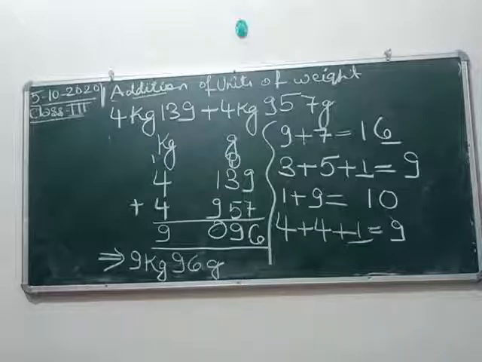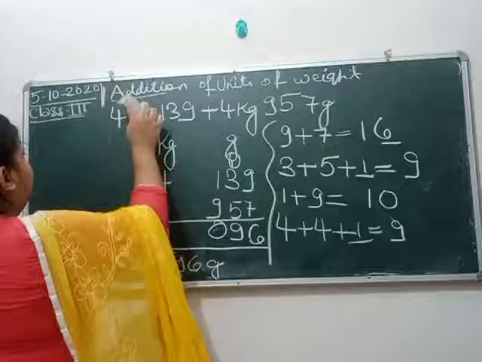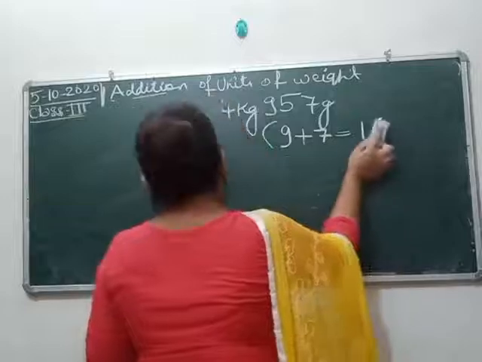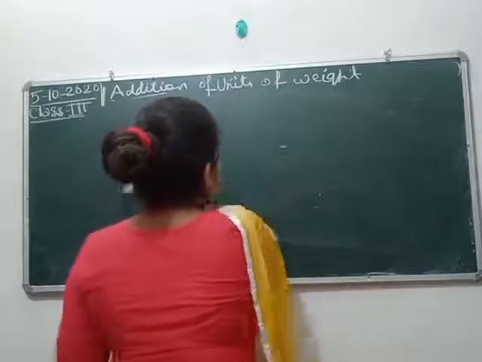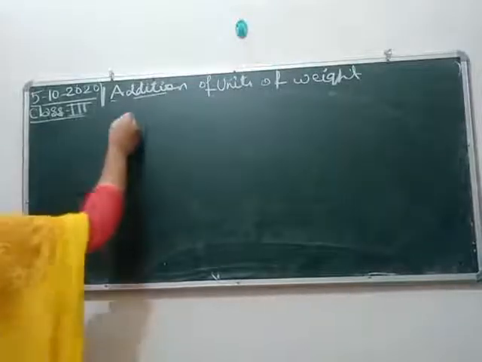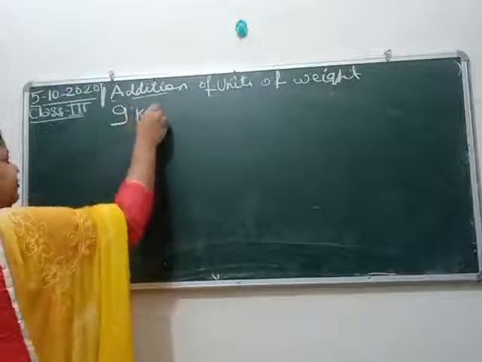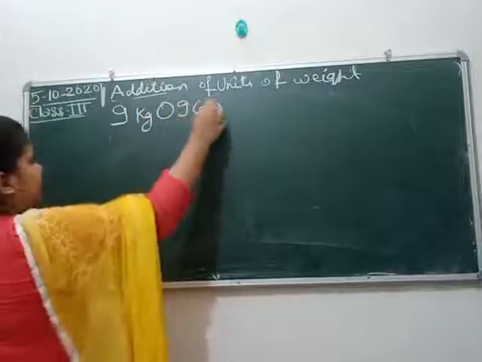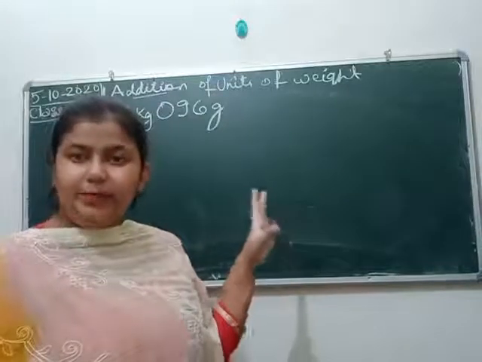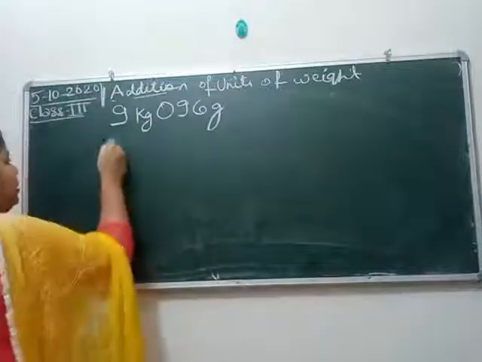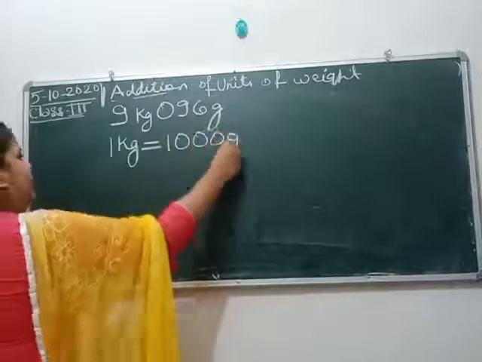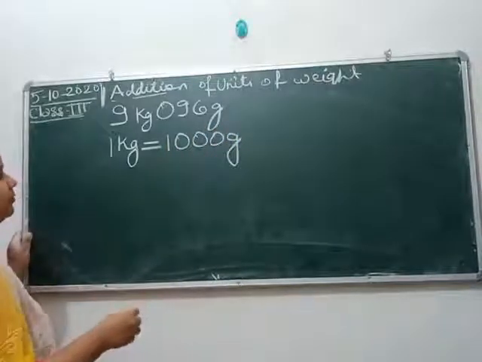Okay. So let us see the conversion. We have to convert this into gram. So first line will remain the same. First line will be 1 kg is equals to 1000 gram. 1 kg equals to 1000 gram.